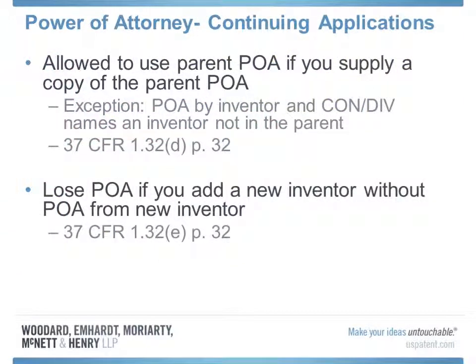Okay, let's talk about continuing applications. They've explicitly now allowed in the rules for continuing and divisional applications. You can take the power of attorney from the parent one, copy it, slap it, and file it, and the next one you got power of attorney. So you don't need to go through all this rigmarole. So that's a nice thing about it.